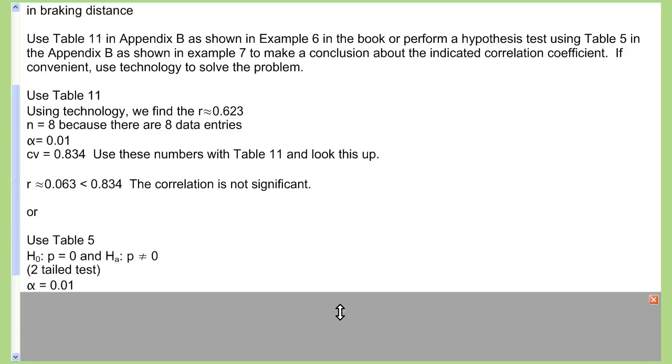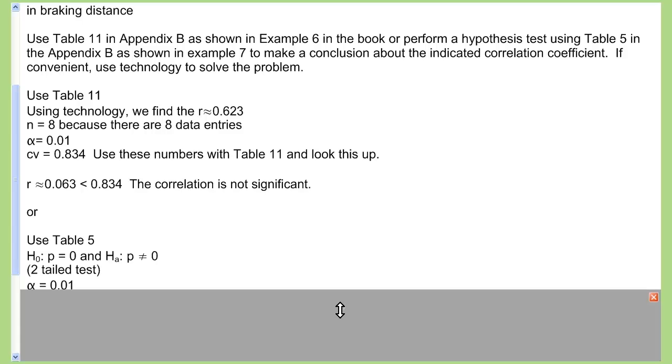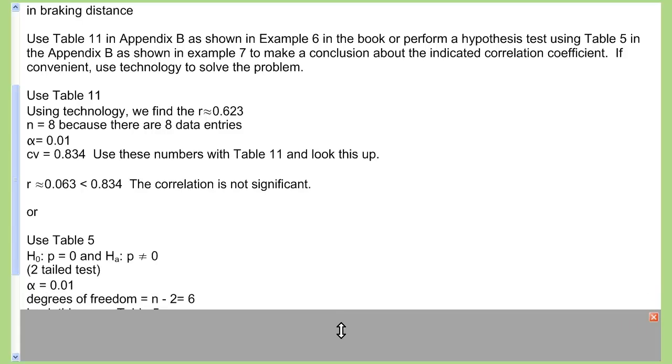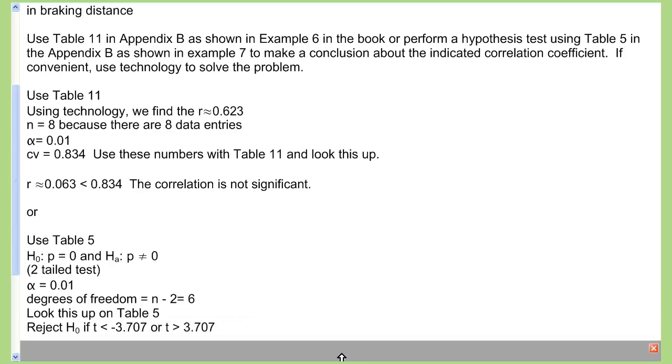If you work it the other way, you're going to use Table 5. You're first going to write your claim. This is going to be a two-tailed test because it's equal and not equal to. There's your significance. There's degrees of freedom. You look it up on Table 5 and you'll find out that T is less than that or T is greater than that because the tail goes off on both sides.